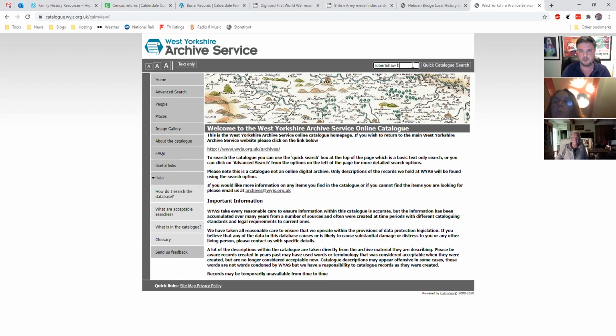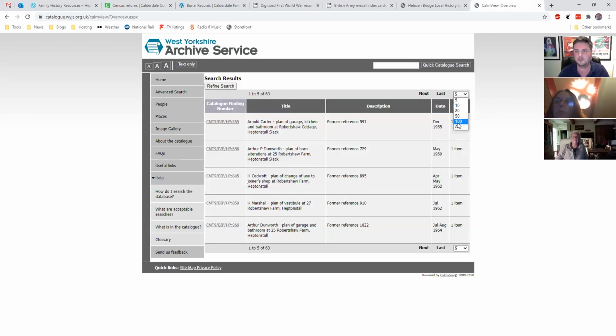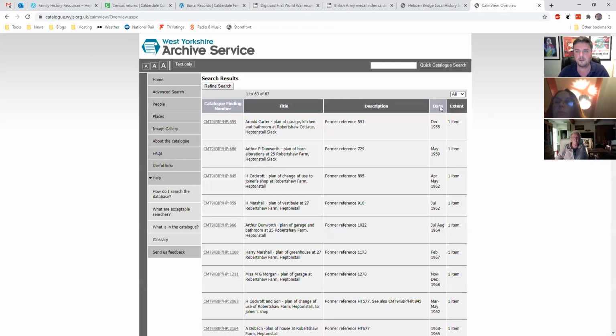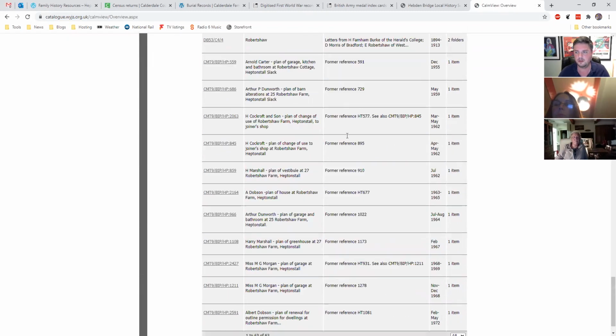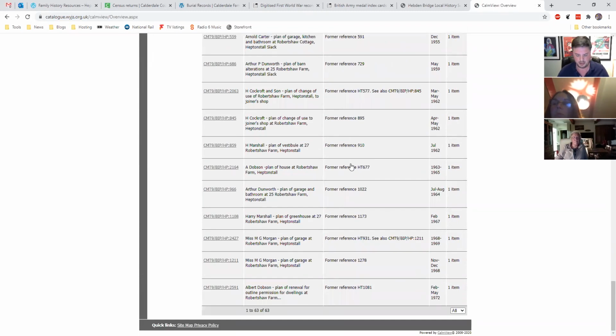If I just do a quick search here, so if I'm interested in Robert Shaw's from Heptonstall, sort by date, bang. They've got records linking them from the 1600s, so that's quite interesting. At the moment, if you get these references here on the left and send them to their email address and ask, can you please obtain a copy, they'll give you an estimate, and it's usually not a lot of money to get copies of these.